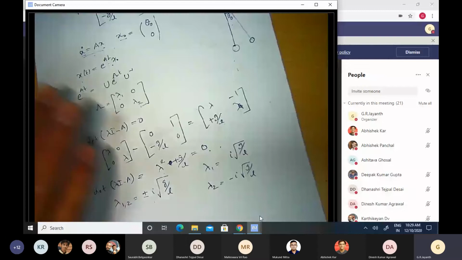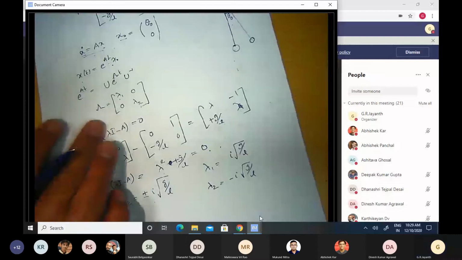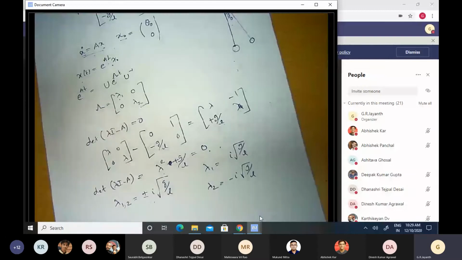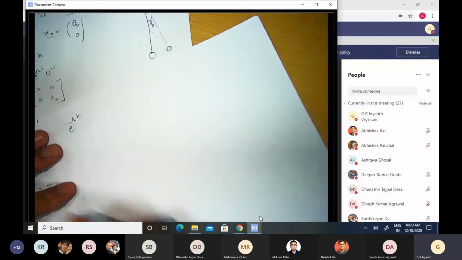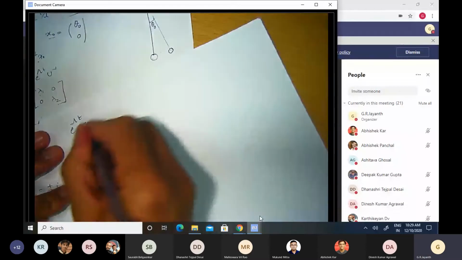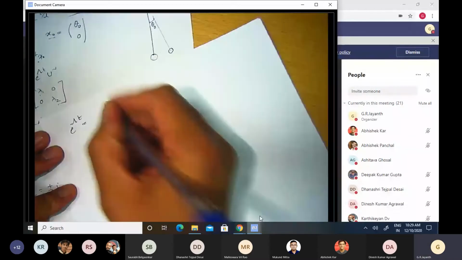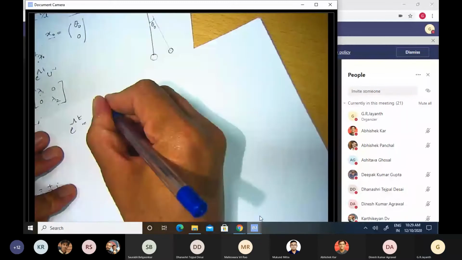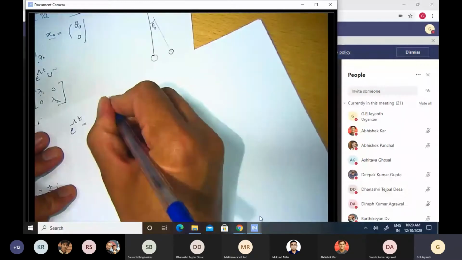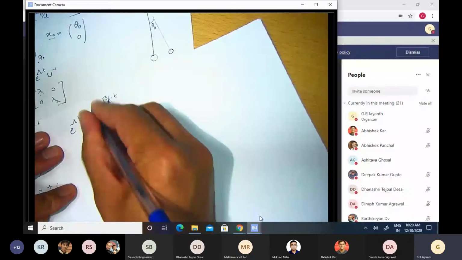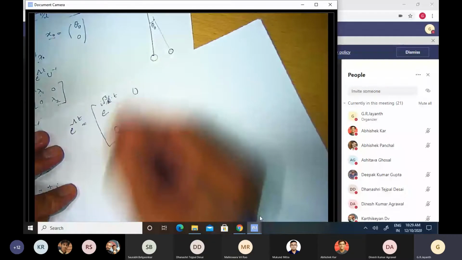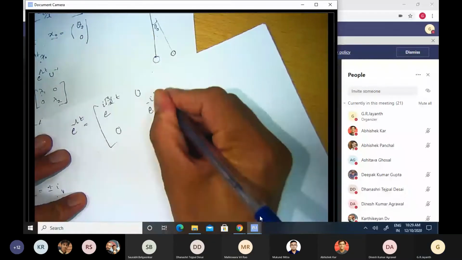We have obtained the lambda matrix, and e to the power lambda t will therefore be equal to e to the power i root of g by L times t. So it will be a diagonal matrix again, and e to the power minus i root of g by L times t.